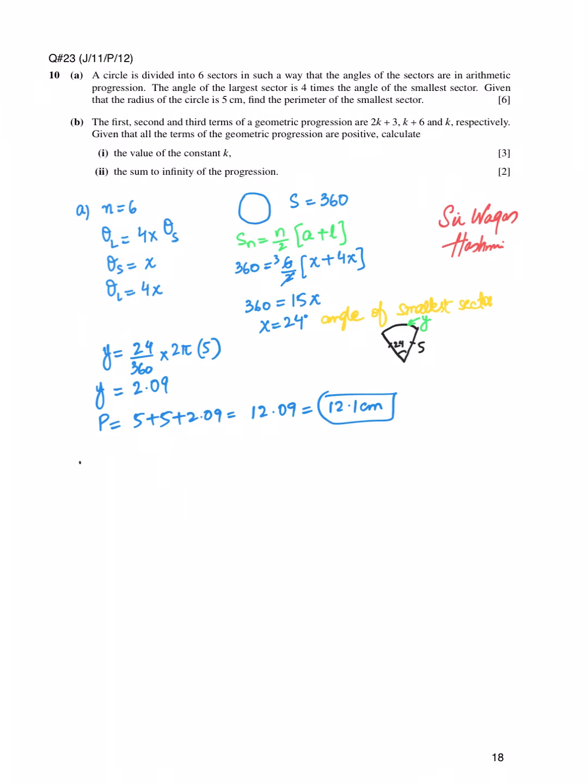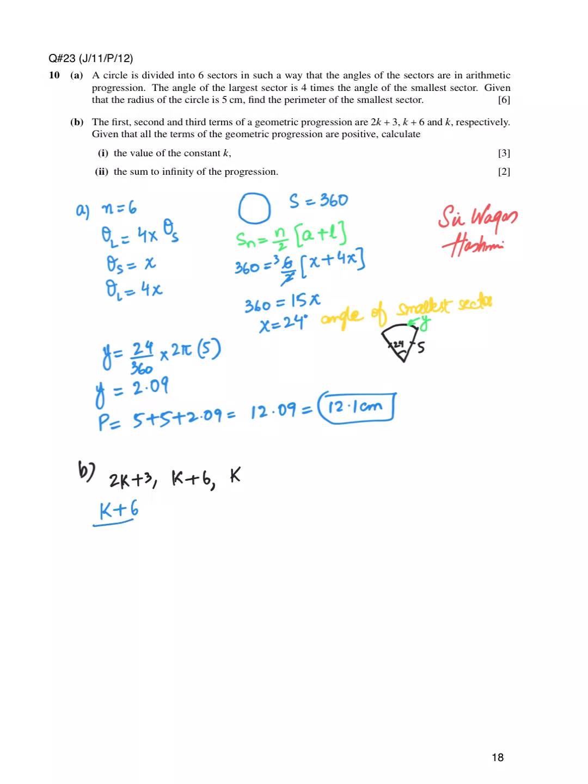Next, part B. It says the first, second and third terms of a geometric progression are 2k plus 3, k plus 6 and k respectively. Given that all the terms of the geometric progression are positive, calculate the value of the constant k. So we have 3 terms. The first one is 2k plus 3, the second one is k plus 6, and the last one is k. For a geometric progression, we know that the ratio must be the same.